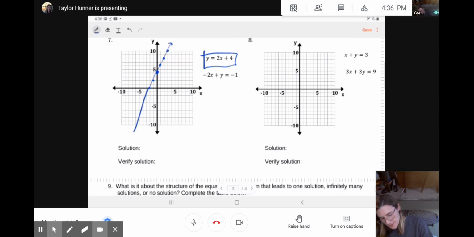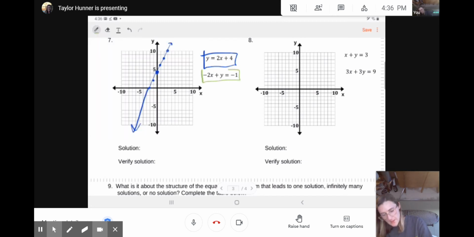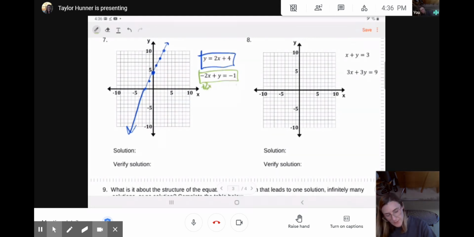And your graph is going to look like this. Hopefully you have a ruler if you're doing this on paper. For this one, I need to get into slope-intercept form. So I need to actually add 2x to both sides. So I have y equals 2x minus 1.